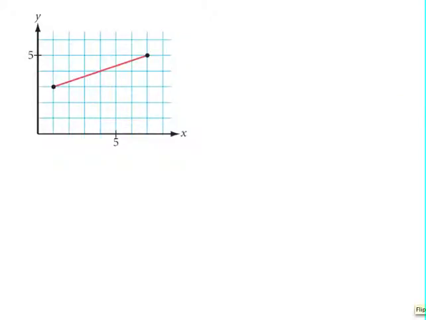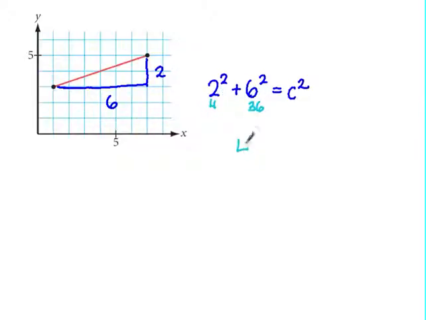Once again, let's go ahead and do a right triangle. What do you get for the horizontal distance there? 8, no, 6. 1, 2, 3, 4, 5, 6. Vertical? 2. So I get 2 squared plus 6 squared equals c squared again. 2 squared is 4. 6 squared is 36. So I end up getting 40 to equal c squared. It's going to be like 6.32. Yeah, 6.32 will be your distance.